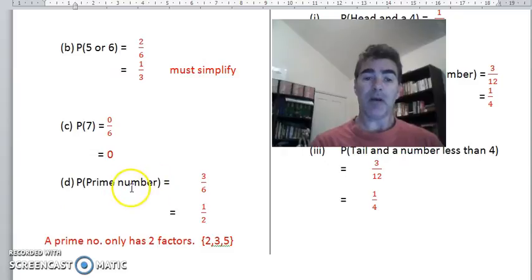For a prime number on a die, remember a prime number has only 2 factors, and out of the sample space on a die, those numbers are the numbers 2, 3 and 5, so there's 3 numbers out of the 6 possibilities, which simplifies down to a half.